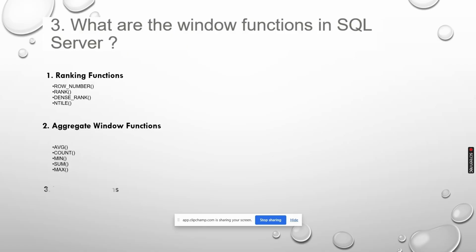The third type of window functions is called analytic functions. These access data from other rows. The LAG function gets the value from the previous row. The LEAD function gets the value from the next row. FIRST_VALUE returns the first value in the window. LAST_VALUE returns the last value in the window.